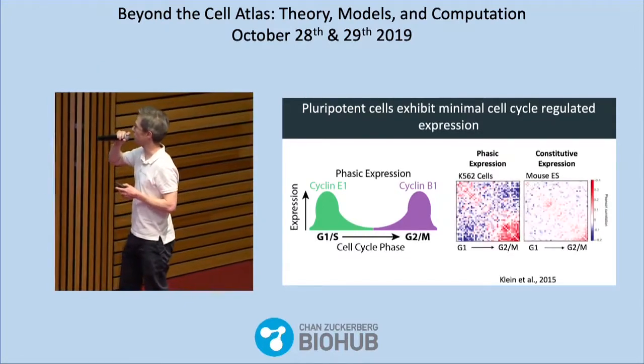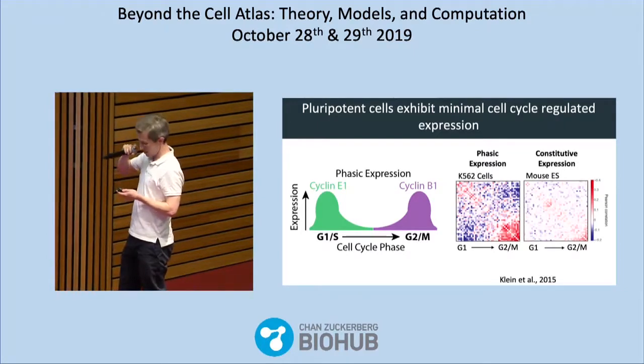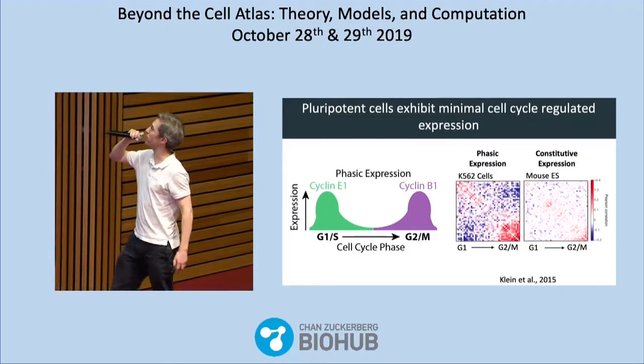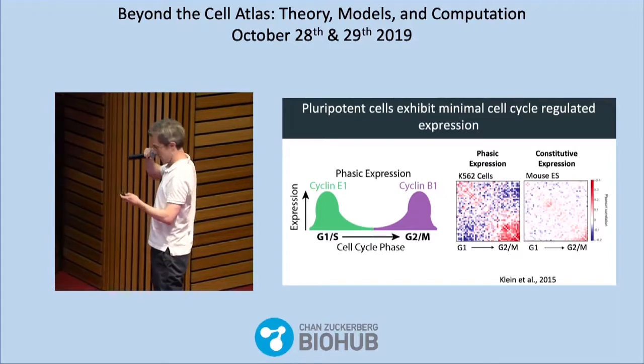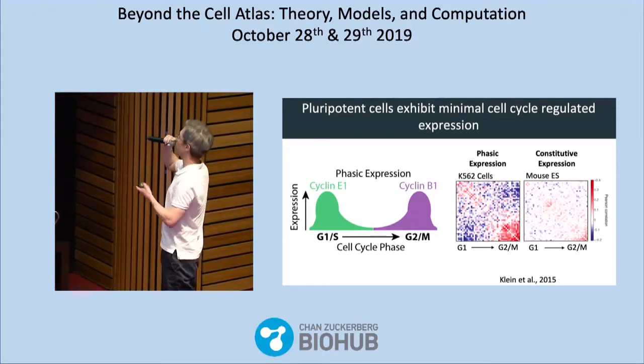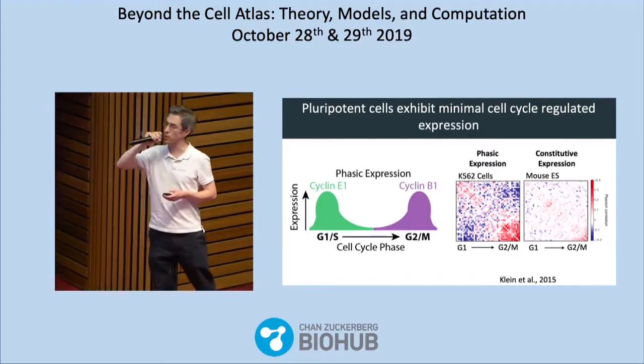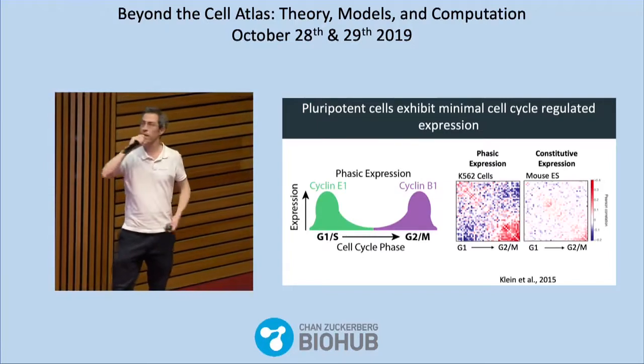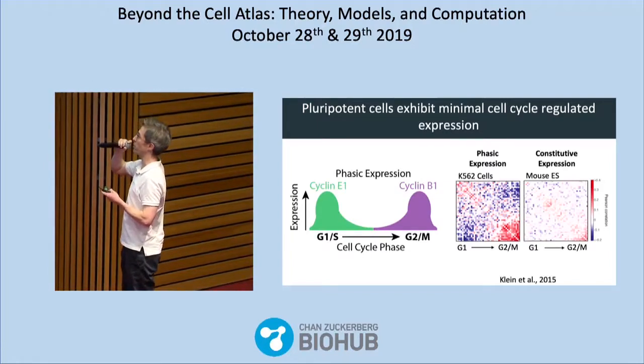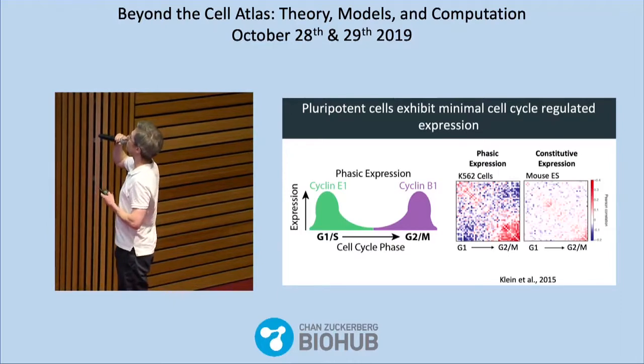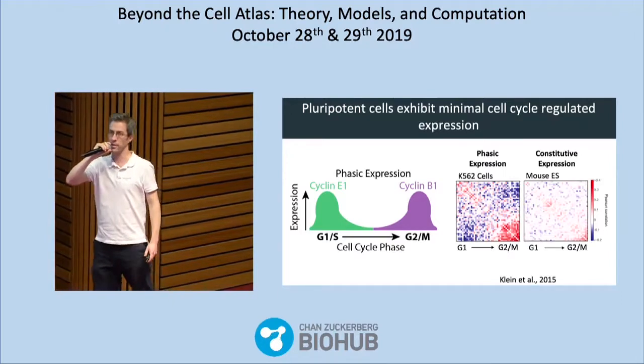This is data taken from the original inDrop paper. You can see a typical example on the left. A big red cluster of genes that we expect to be co-expressed in G2/M shows a nice correlation, and their expression is anti-correlated with genes that are expressed in G1. You don't see that pattern in pluripotent mouse embryonic stem cells.